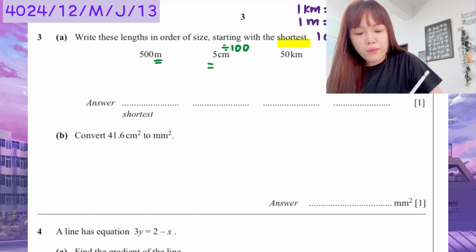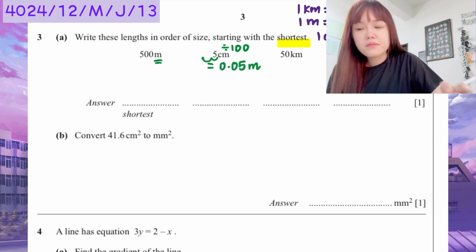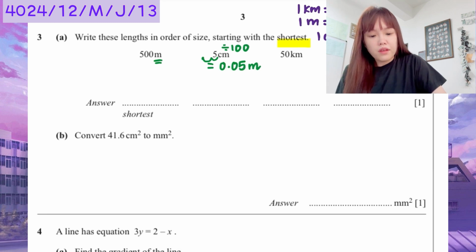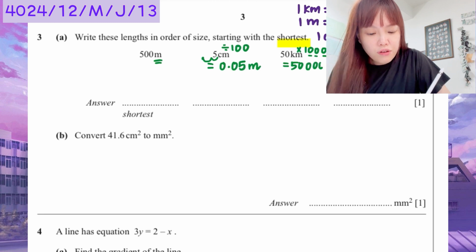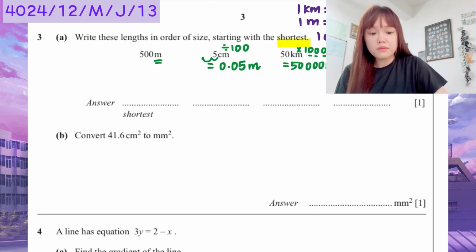So I divided by 100 means I move 2 decimal places like that. So it's 0.05 meter. And as for 50 kilometer, to change to meter I times 1000. So I just add the 3 zeros here, and this is in meter.